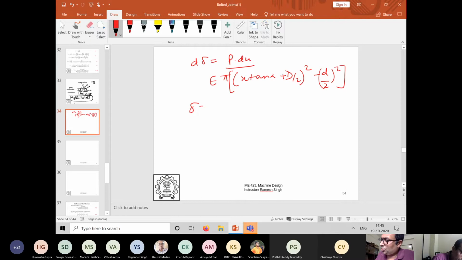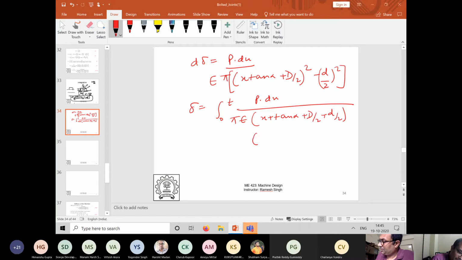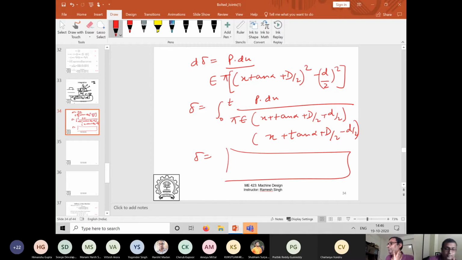So if I want to integrate, delta is the integral from 0 to t of P dx over pi E times (x tan alpha plus d by 2 minus d by 2) times (x tan alpha plus d by 2 plus d by 2). Everybody agrees to this, right? Can you find out the integration for this? Can somebody tell me what we get out of this?